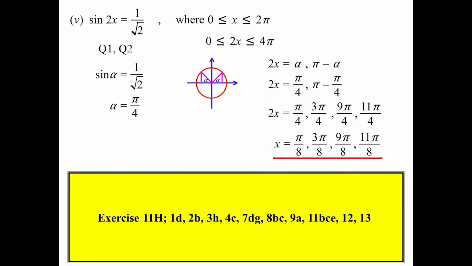So that's just trig equations, pretty much the same as what we did before. The only difference, radians instead of degrees. We're using radians instead of degrees.